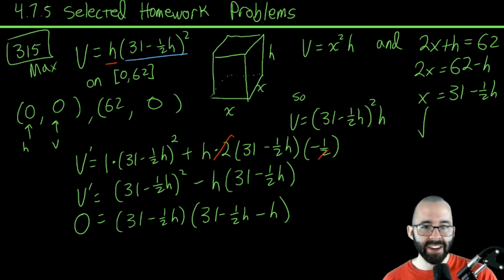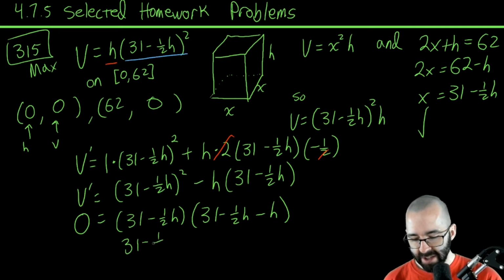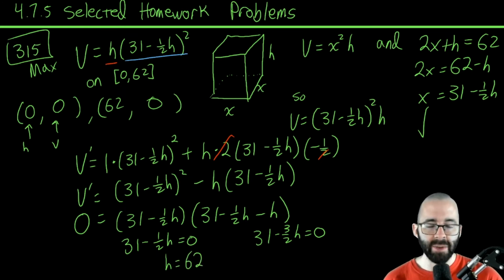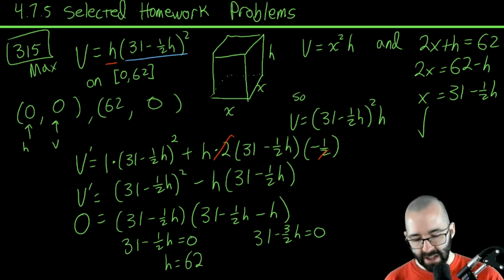So we have a factored equation equal to 0. That's true if each individual piece equals 0. So 31 minus 1/2 h equals 0, and in the other piece, 31 minus 3/2 h equals 0. The first is when h is 62. We don't care about that one, we already talked about that one. And when h is equal to 2/3 of 31, that's 62/3.